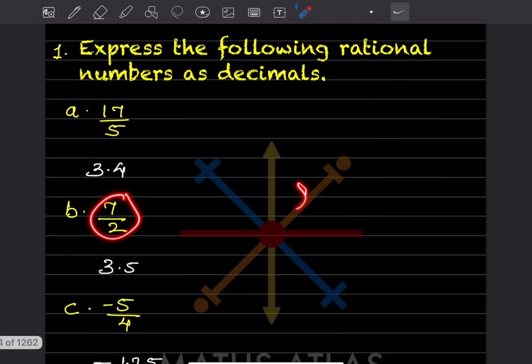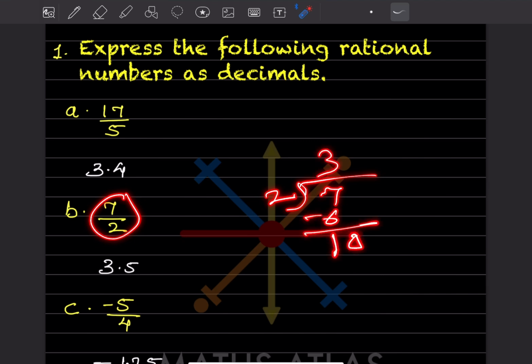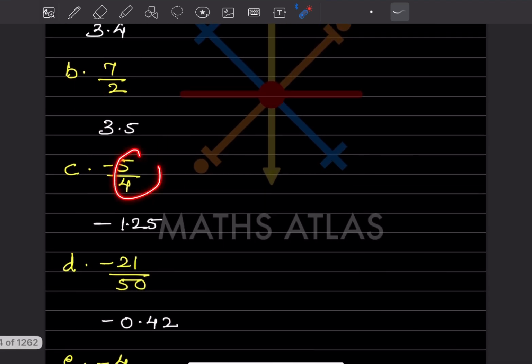Same for here, 7 divided by 2. 2 threes are 6, so the remainder is 1. So we put a 0. So that will be 2 fives are 10. So that will be 3.5. Here, this minus we will keep as it is.